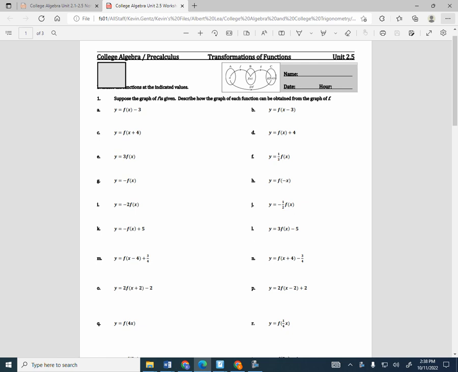Okay, so as you look at this first part, notice how it says, suppose the graph of f is given. Describe how the graph of each function can be obtained from the graph of f. Here's all you want to do, okay? What does the -3 do to the function? So you just have to write down 3. That's it. So for letter B, what would you do? Write 3. That's all I'm looking for. Is everybody okay with that? Okay, please flip it over to the next page.